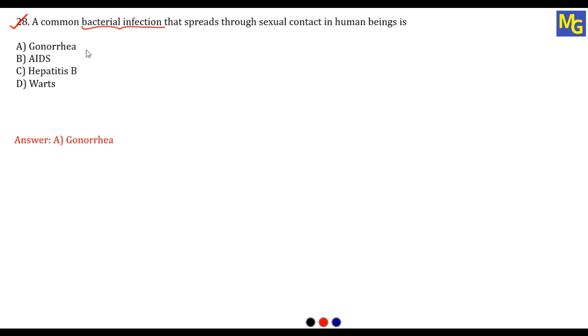So if you see the options, actually option number one is the correct answer, which will spread through bacterial infection. So this is the correct option, and here the bacteria which is the main cause for this is called, it is not necessary but just for extra information I am telling this, Neisseria gonorrhoeae. So this is the scientific name of the bacteria due to which this gonorrhea disease can be caused.